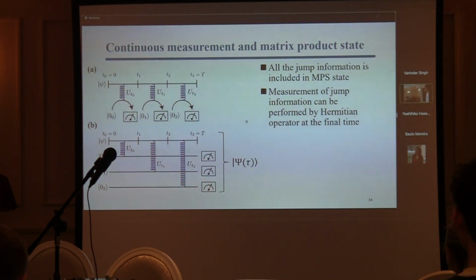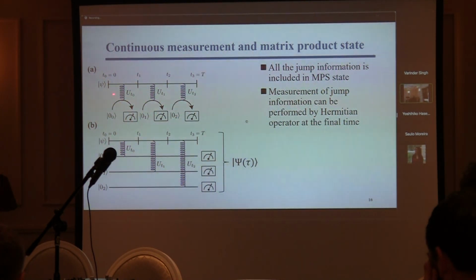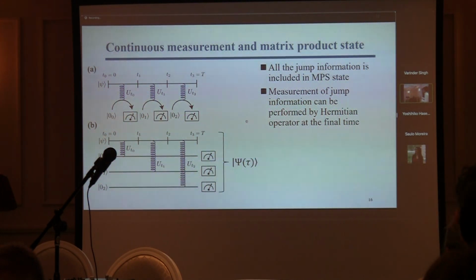And so the continuous measurement is like this one. So within some short time, we have some environment, and then it interacts with the main system. And after the interaction, we measure the environment. And this diagram is identical to this one. So when we want to obtain the information of jump records, we have to measure the MPS state at the final time. So this is identical to measuring continuously.